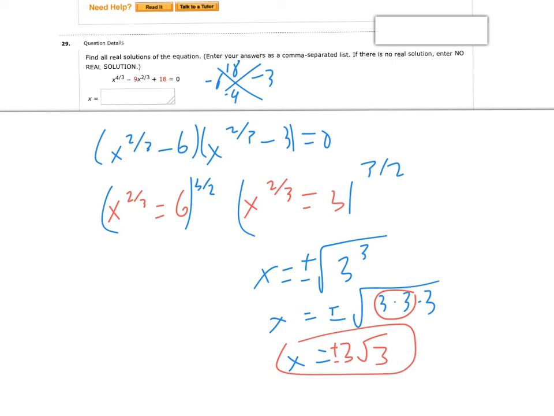Or if you want to think of that as like a 9, we're taking the square root of 9, and so that's a 3 on the outside. So I can actually do the same thing over here, where I think of this as the plus or minus the square root of 6 times 6 times 6, and I can just call that plus or minus 6 rad 6.